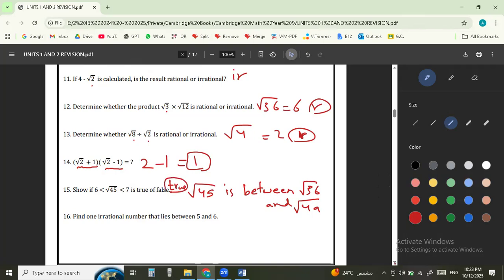Find one irrational number that lies between 5 and 6. So I'm going to get the root of 5. The 5 is actually the root of 25. 6 is root of 36.